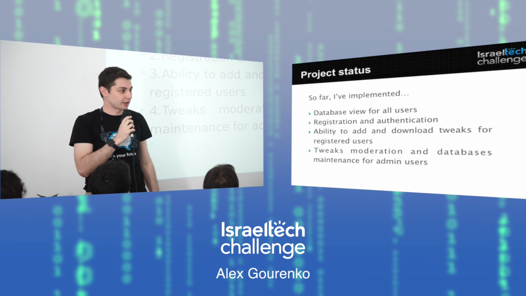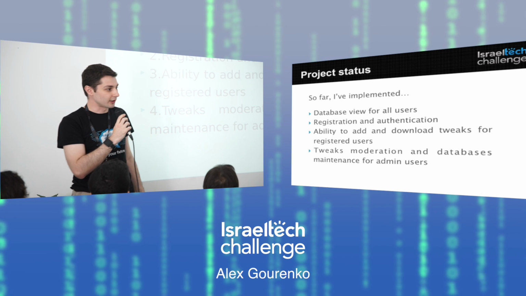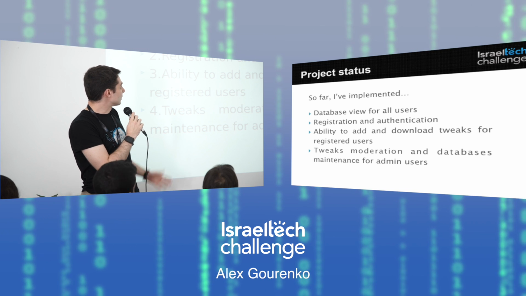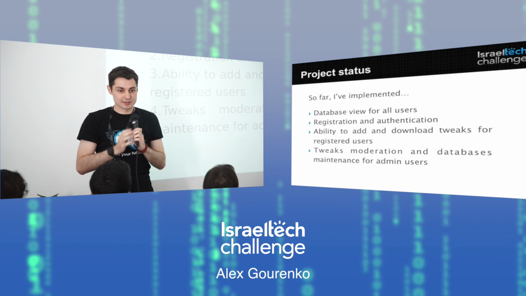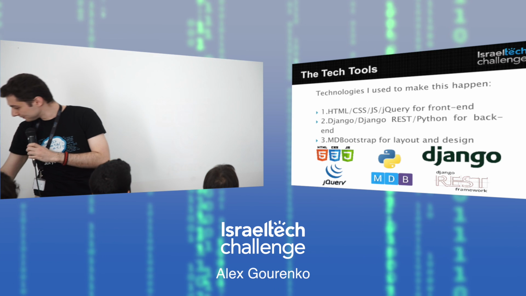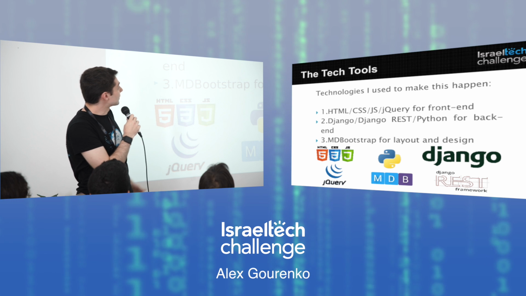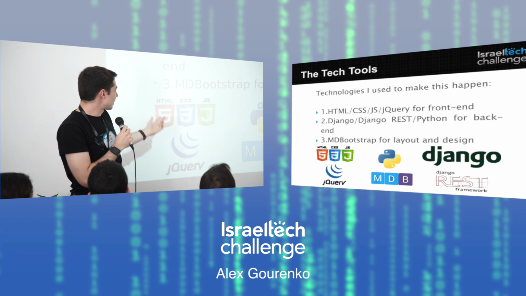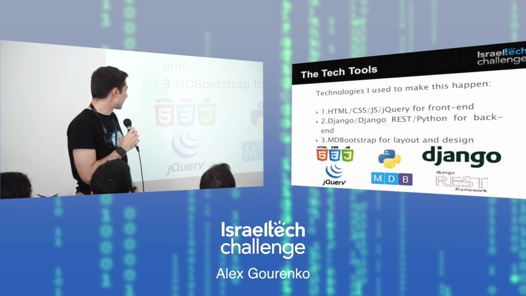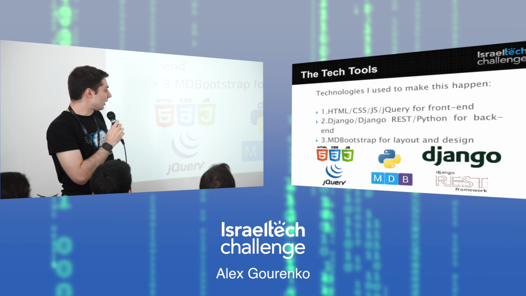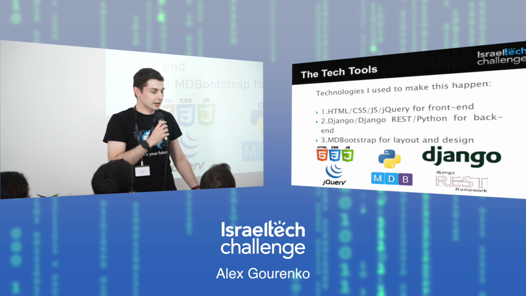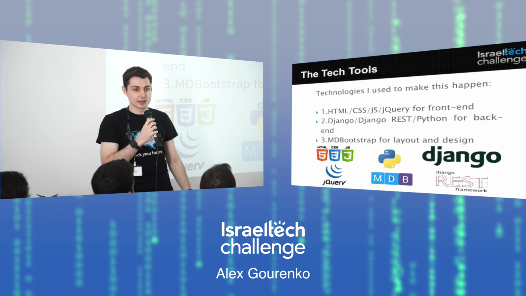The current project so far has all the basic functionality implemented, so I'm not going to go through this. It will be self-explanatory during the demo. The technologies I've used, it's a full stack. I use JavaScript, HTML, CSS, and jQuery for the front end. I use Python, Django, and Django.js for the back end, and I use MD Bootstrap for design and layout.